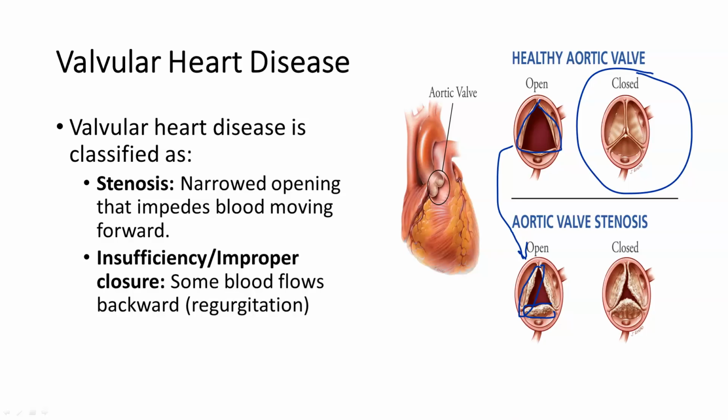So instead of being nice and open, it's decreasing the lumen of the aortic valve, or affecting its ability to close altogether. So here you can see, let me erase this real quick. On the left side, we see that there is less room on the open aortic valve stenosis, and an incompetent or incomplete closure on the closed side of aortic stenosis. Definite structural changes.